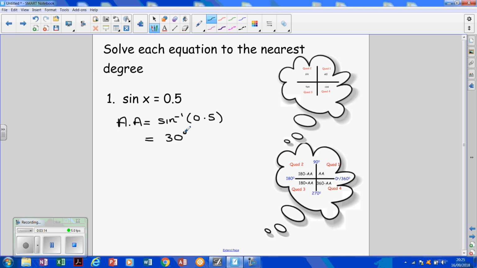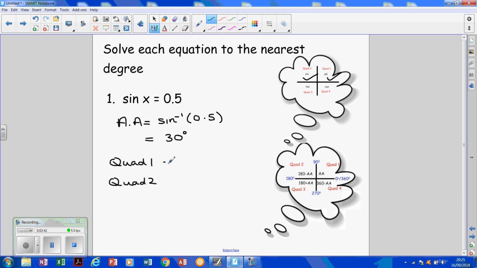Now at this point we're thinking of these 2 charts that I've just talked about. Sine x was 0.5, that's a positive number. So we then look to see, well, where is sine positive? Sine is positive in quadrant 1, and it's in quadrant 2. So we've got an answer in quadrant 1, and I've got an answer in quadrant 2. Now, how do we find these answers?